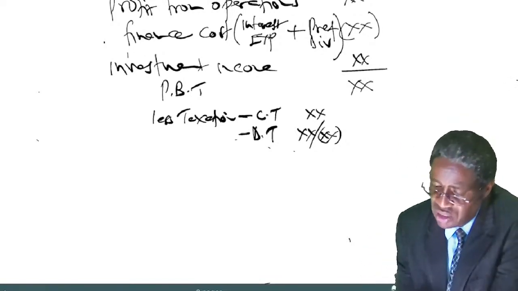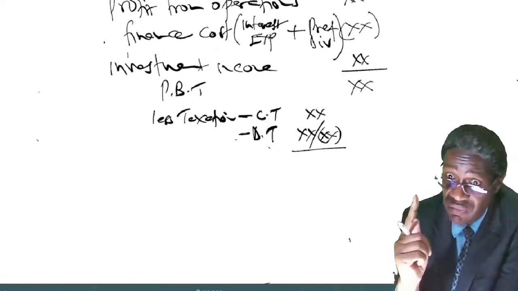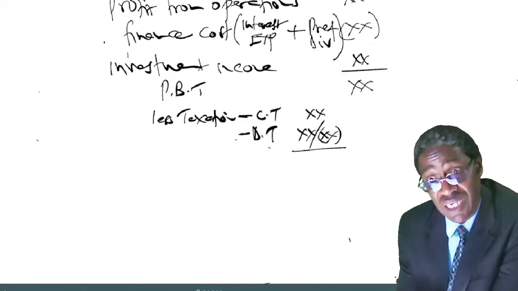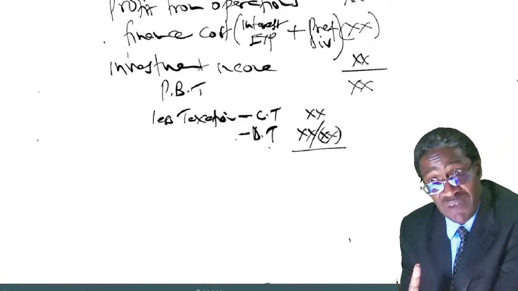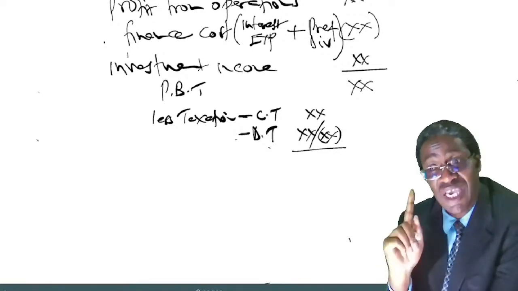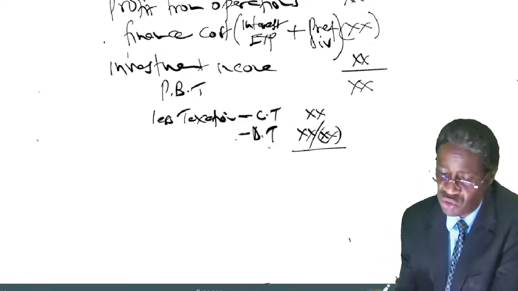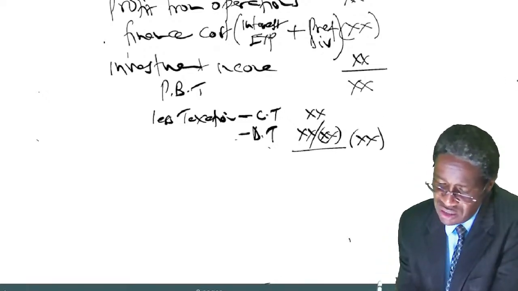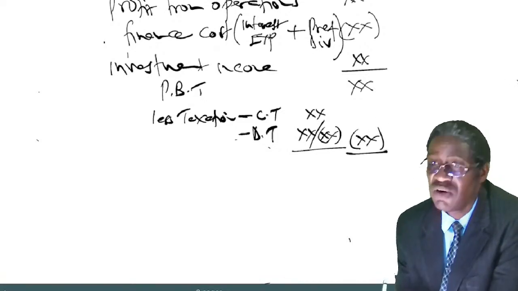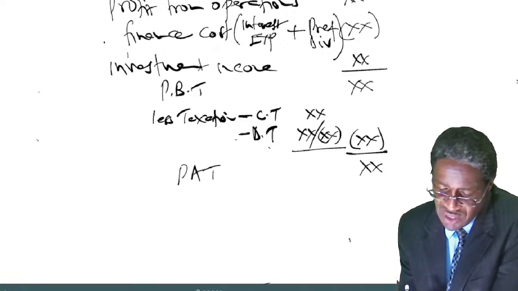But for now, just know that when it comes to computing the tax charge for the year, you take the corporation tax, or what we are calling the current tax. Then if the question has a deferred tax, whatever is the charge for the year for deferred tax, either you add or you subtract. Whatever you get, that becomes the tax expense. Then you minus it from the profit before tax, then you get what we call profit after tax.